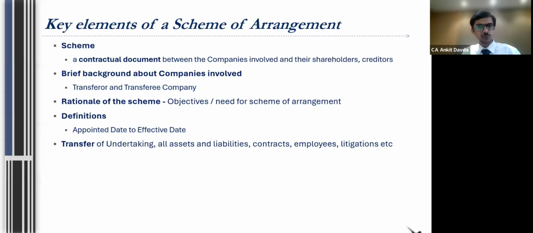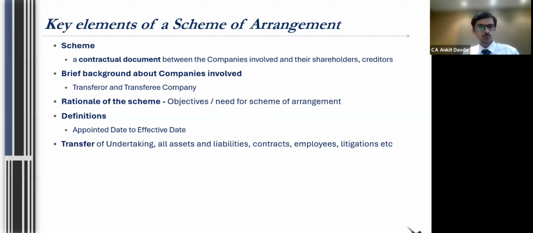But then from which date will it come into effect? So that is the appointed date. In the sense, you can have a retrospective effect of such a scheme of arrangement. Today we are in the month of November 2024, and today if we approve a scheme of arrangement and we want to implement this scheme with effect from say April 1, 2024, then you can build that provision in the scheme saying that the appointed date under the scheme shall be April 1, 2024.